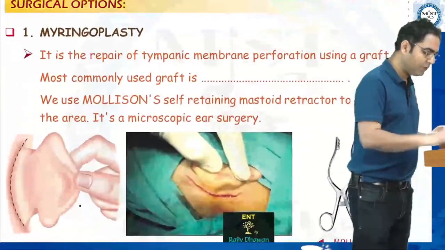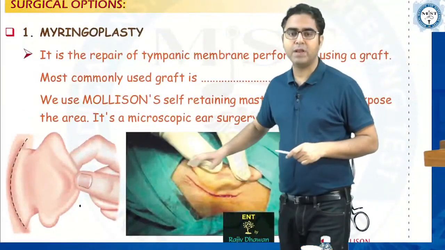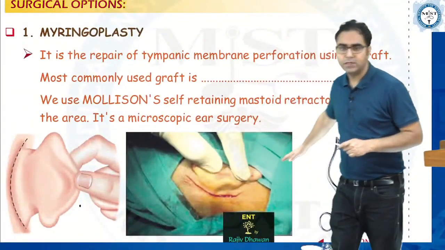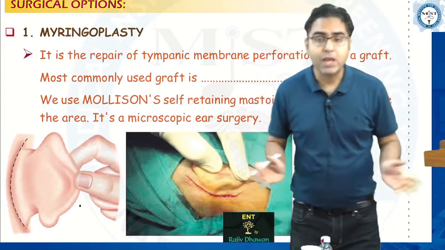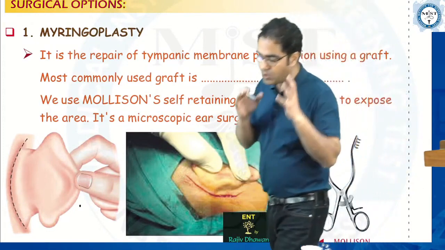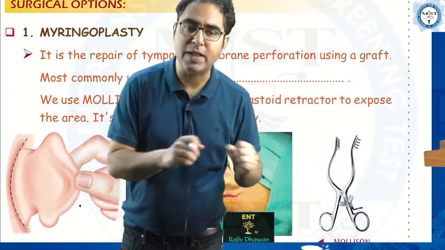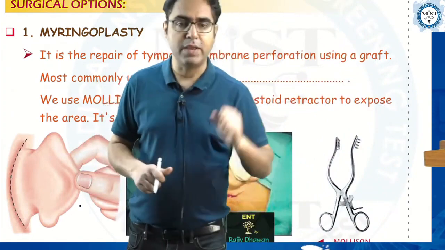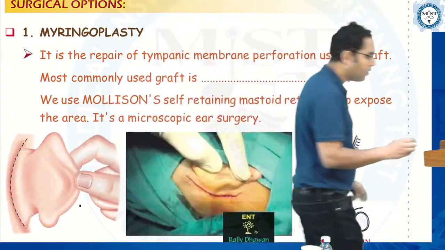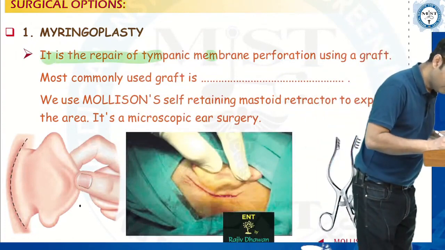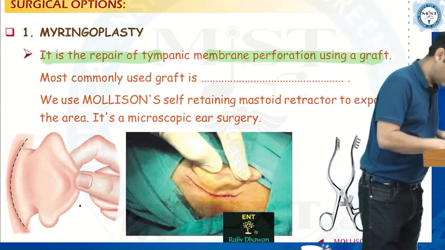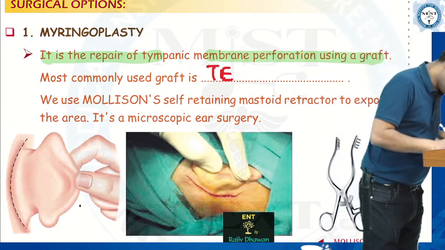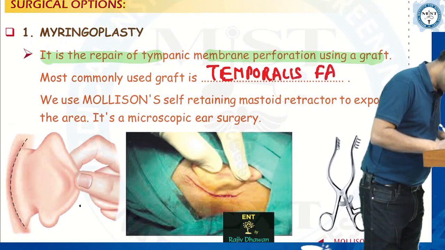The surgical option is myringoplasty. When you open up the ear from behind and you put a graft over the perforation. Look at the name, myringoplasty. What is myringo? Tympanic membrane. What is plasty? Repair. Now look at the definition. It is repair of tympanic membrane perforation using a graft. Everybody note down. Most commonly used graft is temporalis fascia graft.